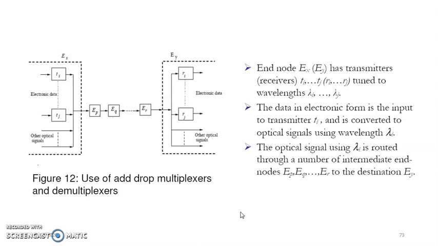So if you consider the case of an end node here, this end node EX EY has the transmitter and receiver, and they are tuned to the given wavelength. The data in electronic form is the input to the transmitter, and it is converted to an optical signal using the wavelength clamp. We are getting different wavelengths. Then this optical signal wavelength is routed through a number of intermediate end nodes. These are the end nodes we have in the transmitter.